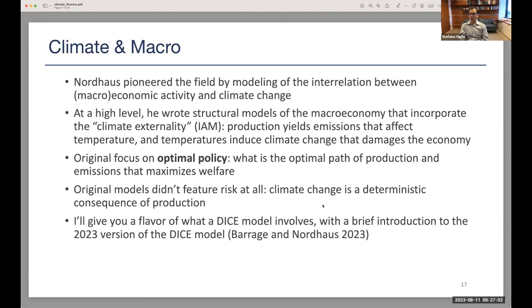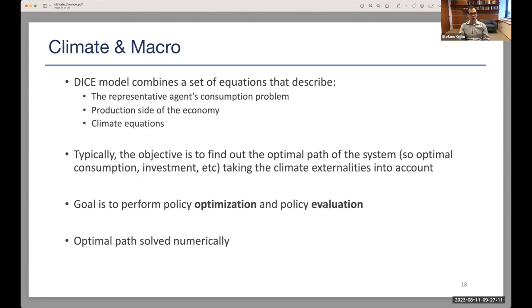because that still doesn't include any risk. To give a sense, that's a family of models. Then they've been enriched to add risk. But I want to start with a model that didn't have the risk component at all. And then I'm going to tell you later why I think introducing risk is important.